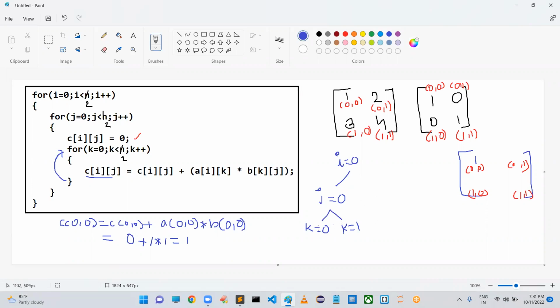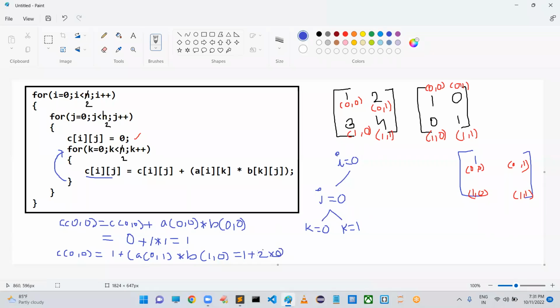Now what is happening here? Now again I am calculating C of 0, 0 is equal to C of 0, 0, the previous value we just calculated, which is 1, plus A of i value 0, k value 1, into B of k value 1, j value 0. That means 1 plus A of 0, 1. 0, 1 means 2. So 2 into B of 1, 0. 1, 0 means 0.